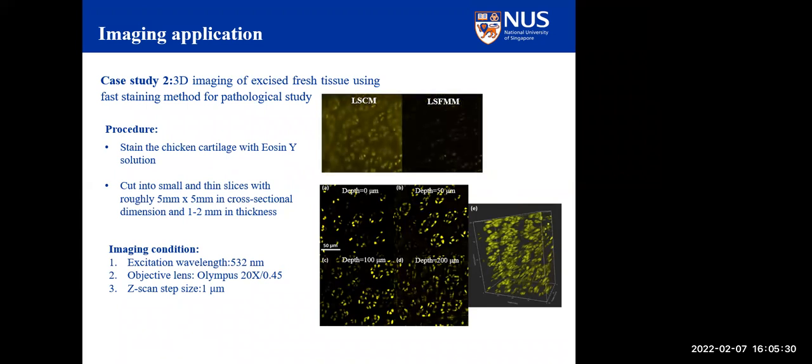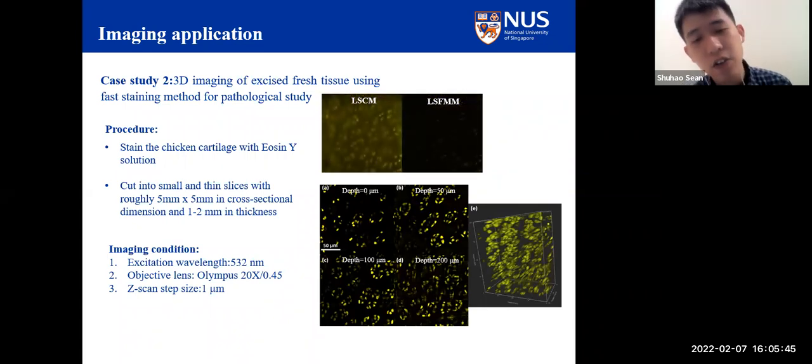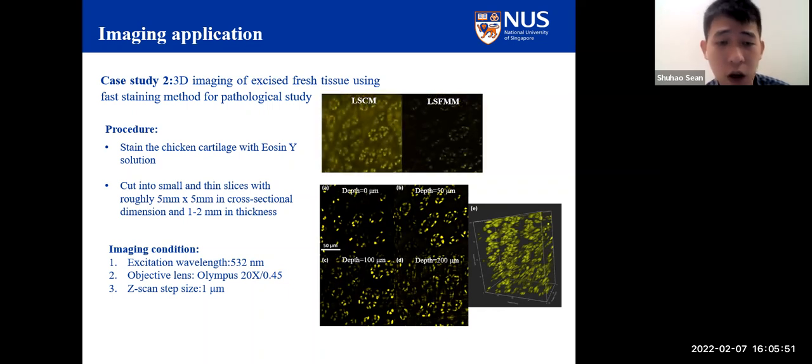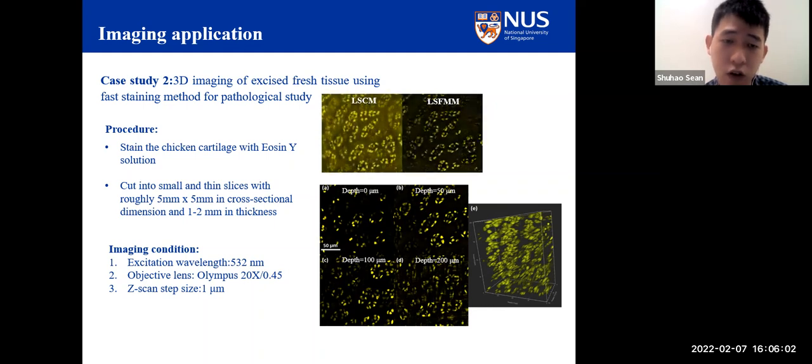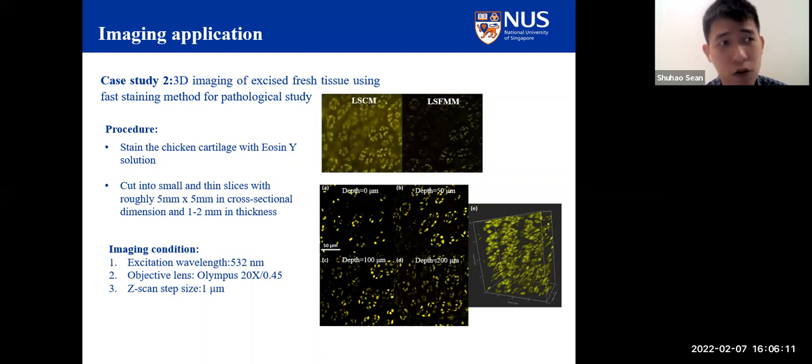Right. And then I see here that you used a 20x lens. Can you go up to like 63 times, for example? Is that feasible with this microscope? You mean the high magnification objective lens? Yes. Yeah, it should be available, but when you use a high magnification lens, the working distance is also reduced. So if you want to image deep, usually the 63x lens has a working distance of only 100, 200 microns.